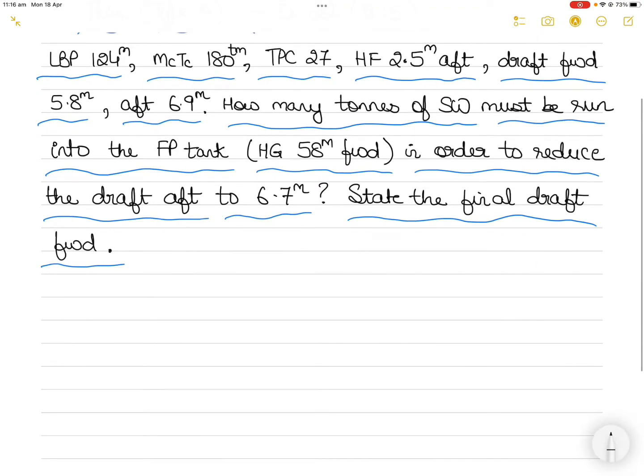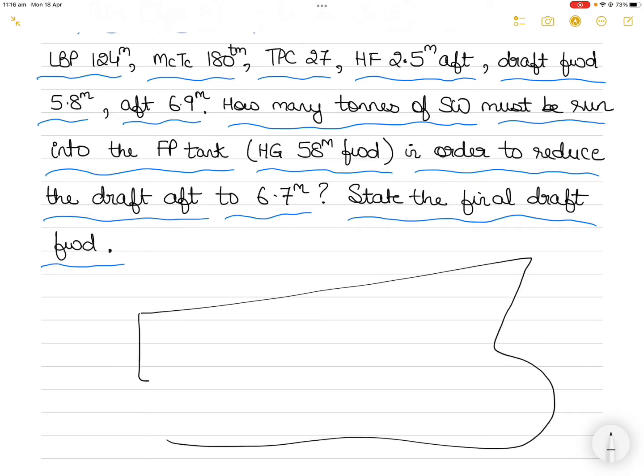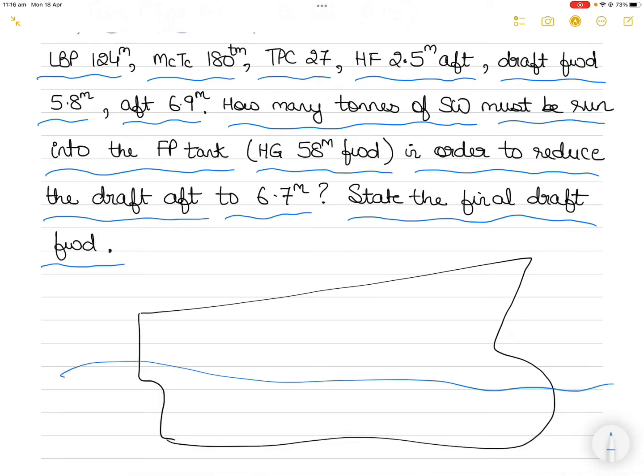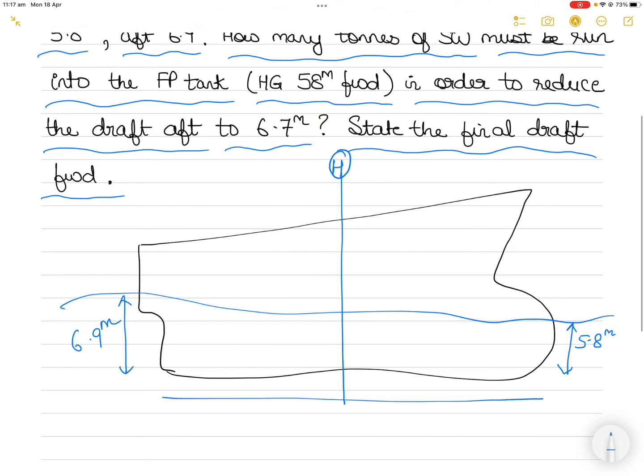This vessel is trimmed by stern, so I'll give it a slight trim by stern here. The forward draft currently is 5.8 meters. The aft draft is 6.9 meters. This is midship, we call it H. The total length of the vessel is given as 124 meters.